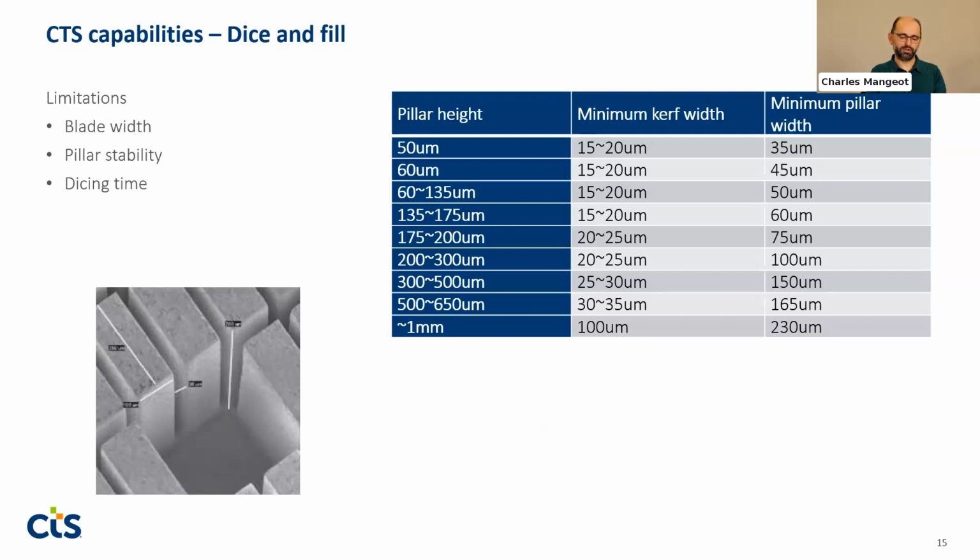One thing is the stability. So we need the pillars to be a certain size, depending on how tall they are. And also we have some limitations in terms of blade thicknesses, availability of blade thicknesses. So this is just a table to give you some idea of what is feasible, especially for the very thin composites.